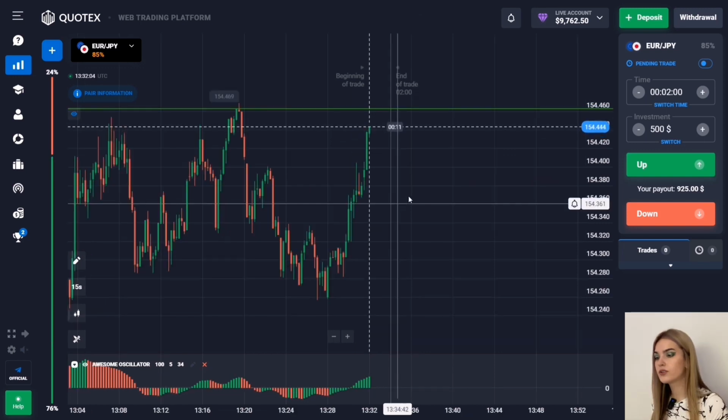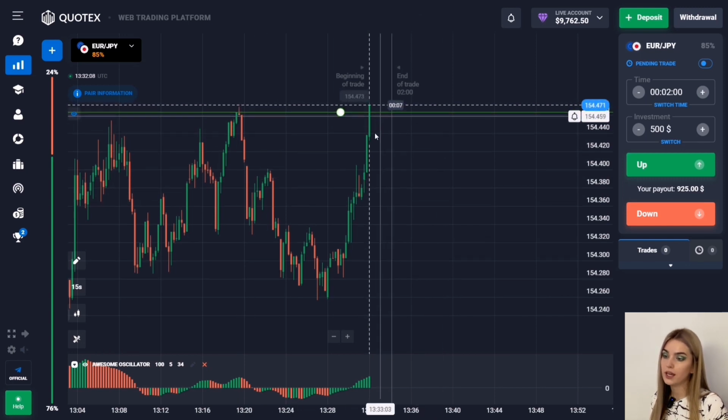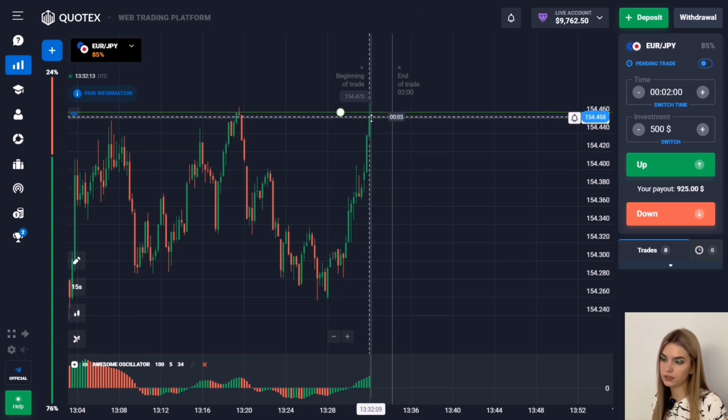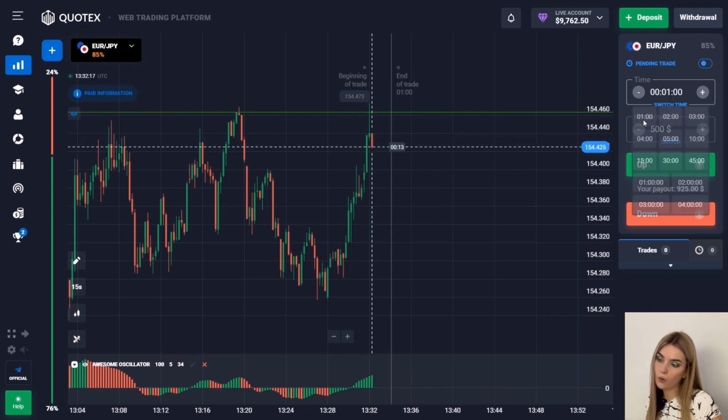Here at the top we have a resistance level. Also at the same time we see that there was a good confident upward movement. The price has reached the level, and after touching there is a slight pullback down. In this situation I will try to open a deal literally for 1 minute to go up.